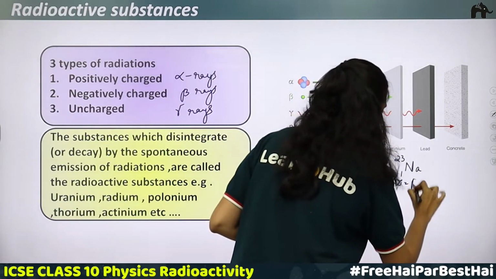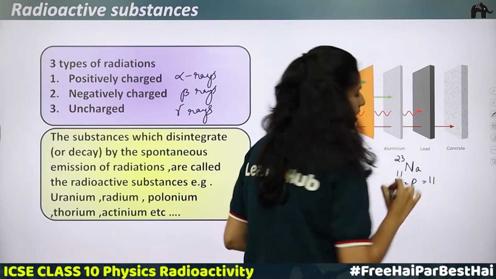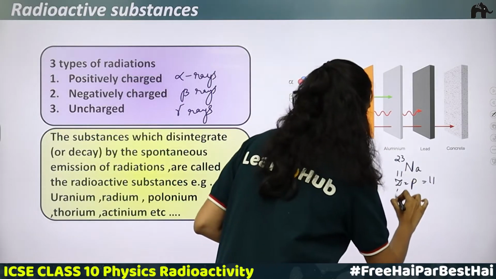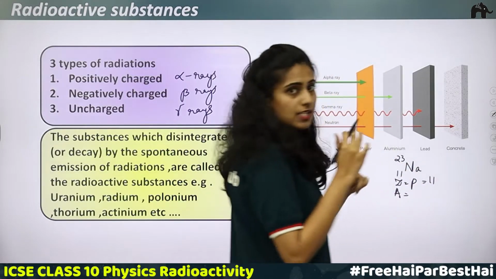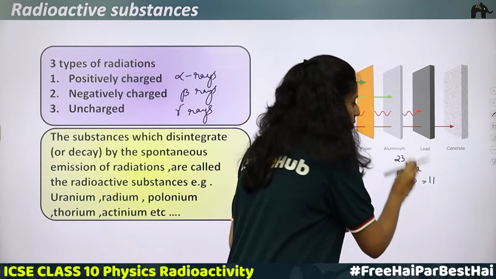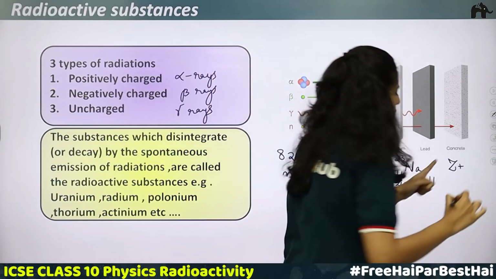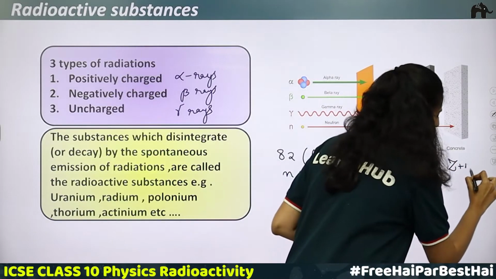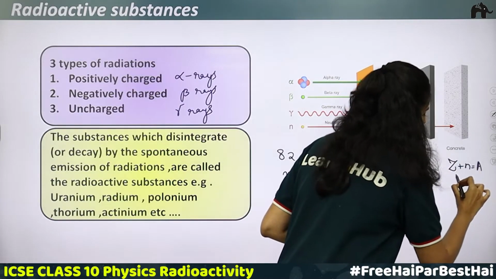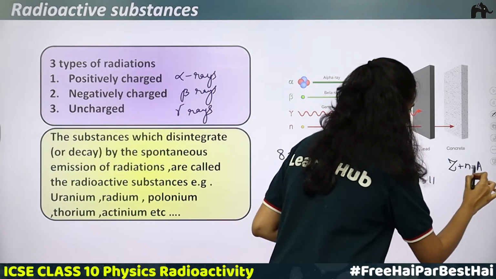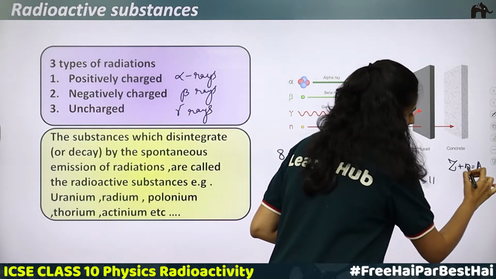Yes, so the number of protons is equal to 11. What about the mass number? Mass number A will be equal to the number of protons plus the number of neutrons, which means the atomic number plus the number of neutrons is the mass number.